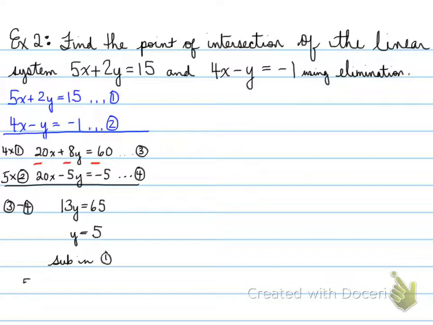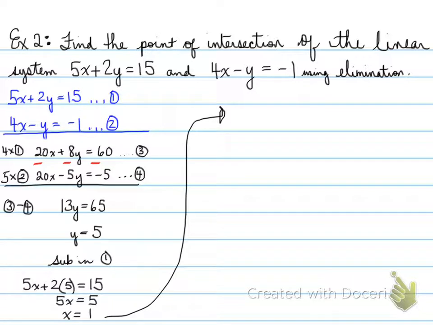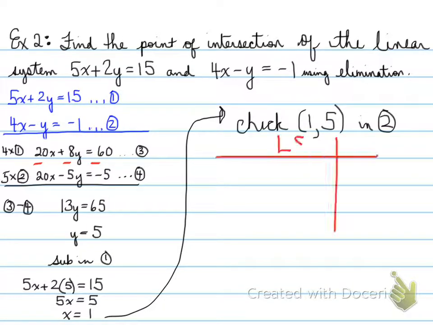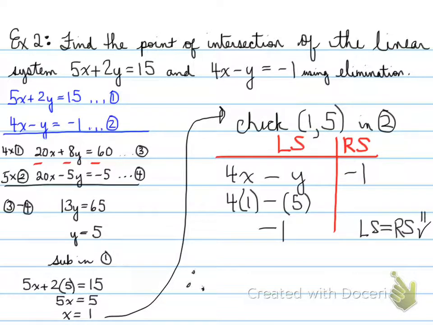And now we sub into equation number 1 to find x. And we find out that x is equal to 1. So we check (1, 5) in equation number 2, folks. We plug it all in, 1 and 5 for x and y. Left side equals right side. And guess what, folks? The point of intersection is still (1, 5). Yes, it's still (1, 5), which means that regardless of which method you use, whether it was this one or the other one where you eliminated y or you eliminate x, you will get the same answer.